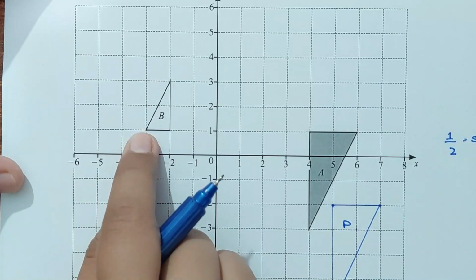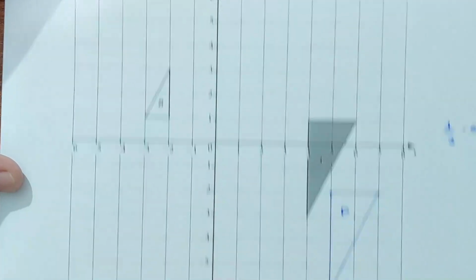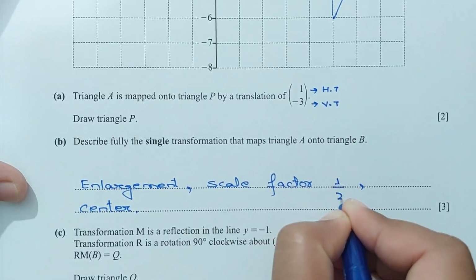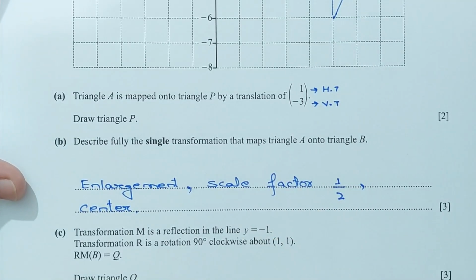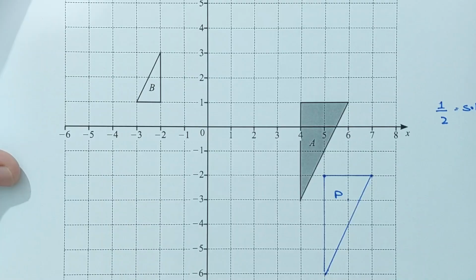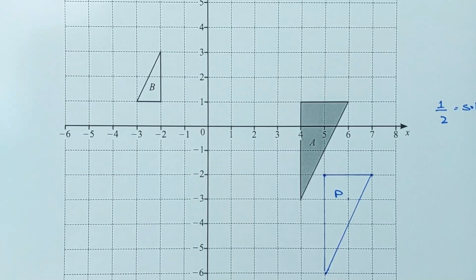The enlarged one divided by the original one, that's the formula to get the scale factor. The scale factor is 1/2. So we have to decide whether it is positive 1/2 or negative 1/2. It depends on the center. If both shapes are on one side of the center, then it is positive. If they're on opposite sides of the center, it becomes negative. So first let me find out the center and then we can decide the sign of the scale factor.